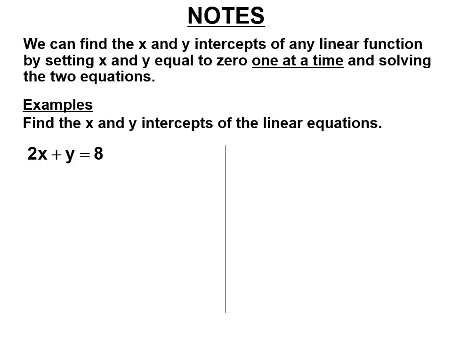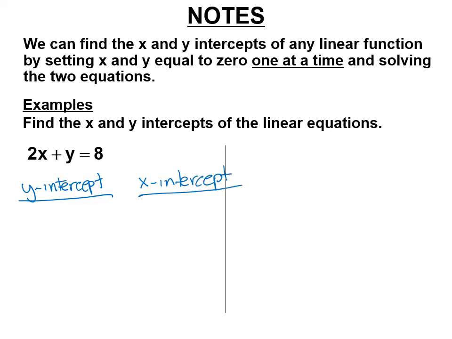Okay, so there's that same function we've been doing, 2x + y = 8. So what does it say? It says we can find the x and y-intercepts of any linear function by setting x and y, one at a time, equal to 0. So you're going to do this twice. There's no shortcut that I'm not telling you. You're going to find both of them.